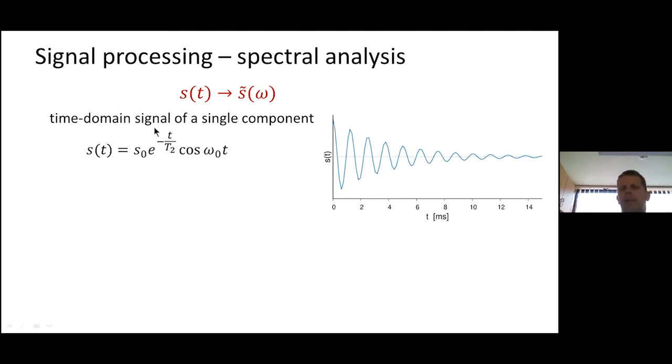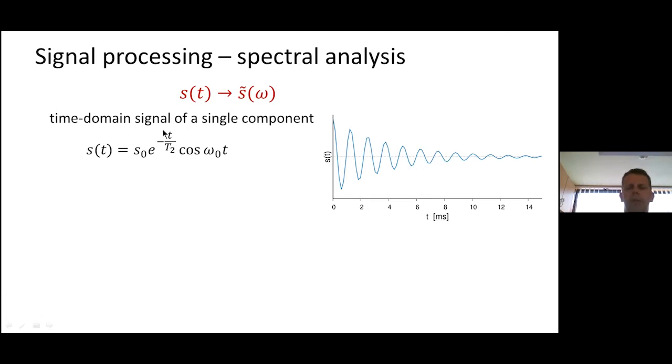Typically a time domain signal looks something like this, but this is much simplified because it shows the signal of only one species. Usually in a sample, we have contributions from different nuclei in different environments, and their signals oscillate at different frequencies, and then this all sums together to a more complicated time domain signal. But for one contribution, it should look like this.